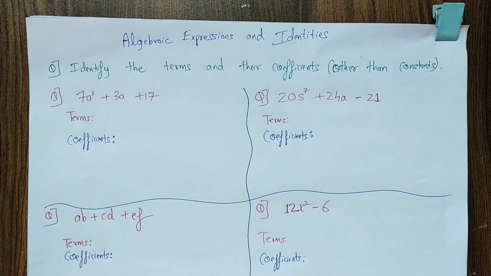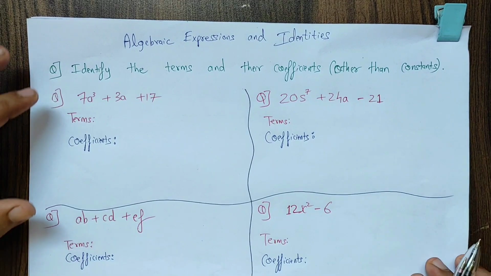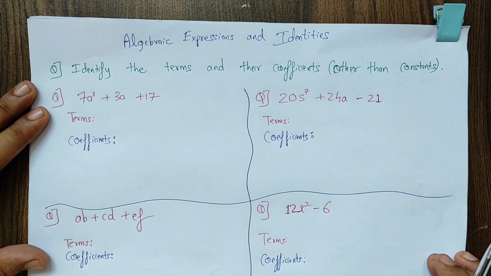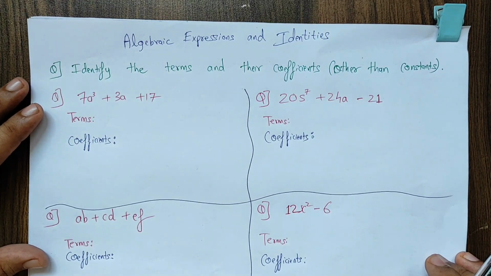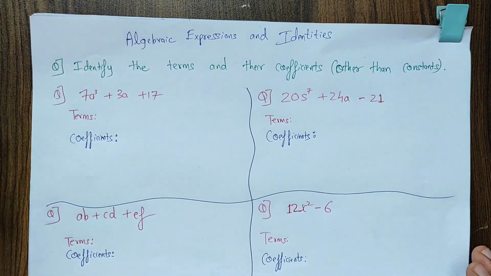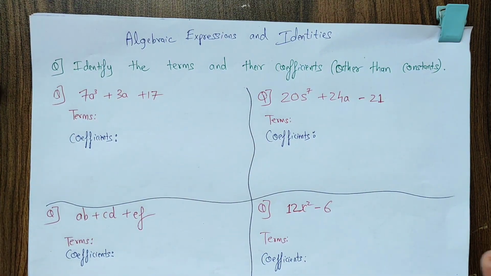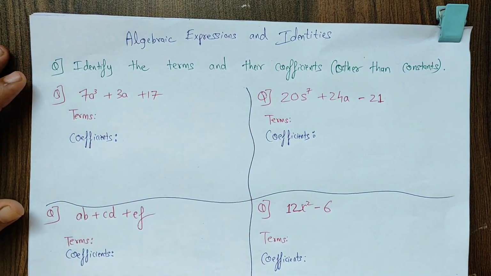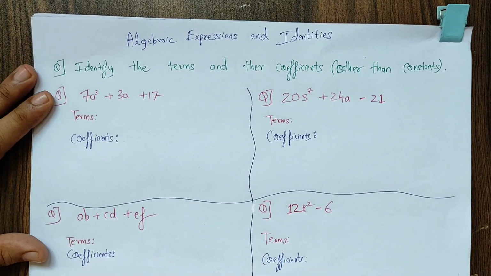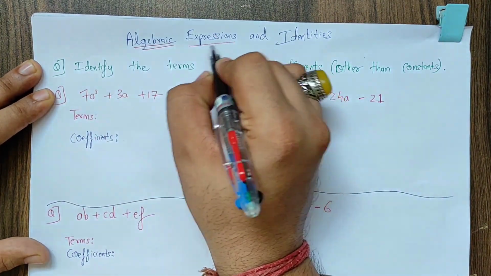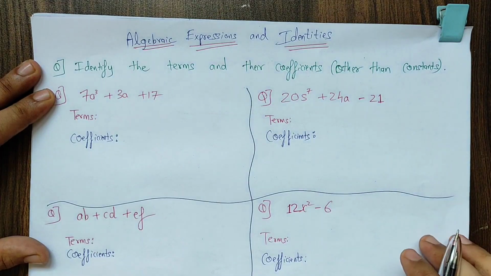Welcome, students. Starting with a new chapter, an amazing chapter, a little big chapter where every concept will be interlinked. It's a big chapter where each and every lecture and each and every concept will be interlinked, and we'll be using them throughout the chapters. Very important chapter from your grade perspective. Let's start. The name of the chapter is Algebraic Expressions and Identities.